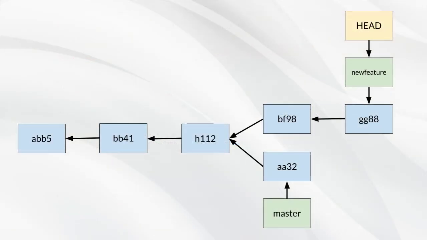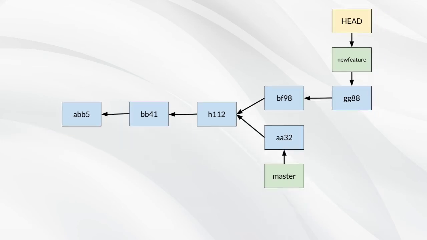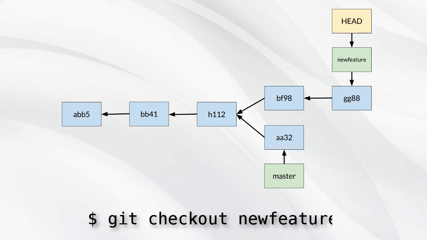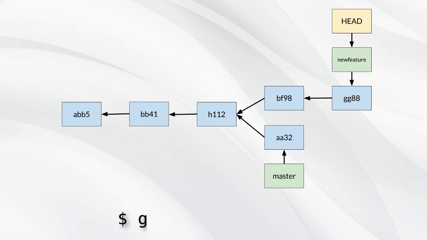Remember our previous example with the diverging branch? Now instead of merging, we're going to rebase the master branch onto the new feature branch. So we do git checkout new feature, git rebase master. Notice how we're putting the head on new feature and doing the rebase operation from there.